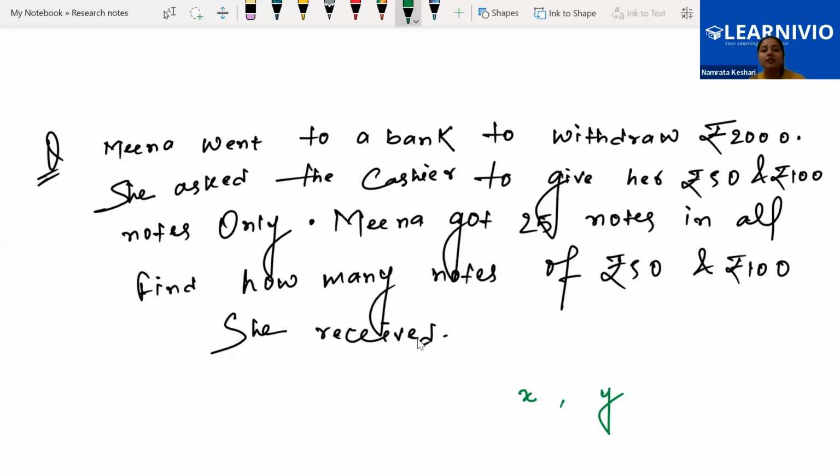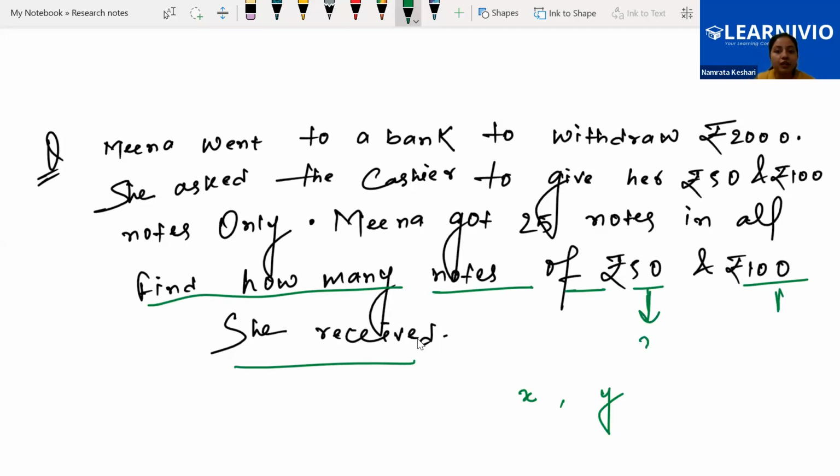See, whenever we are having this type of question, we don't know what to take as assumption, which one to take as a X, which one to take as a Y, what should be taken as a consideration. So first we will see the last statement. What is asking in this question? Find how many notes of ₹50, ₹100 she received. Okay, how many? Of 50, of 100. So we can say of 50 there are X notes which are of 50 rupees.